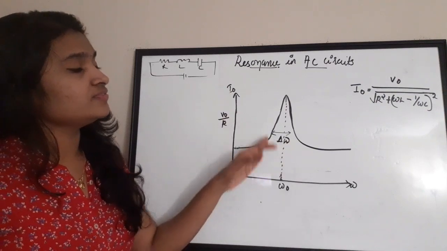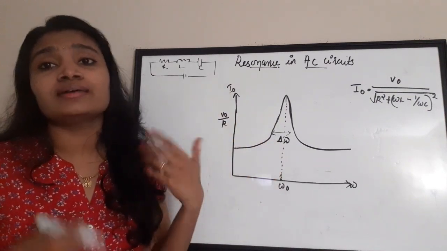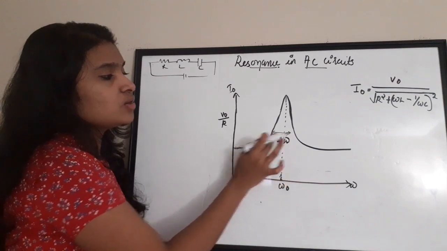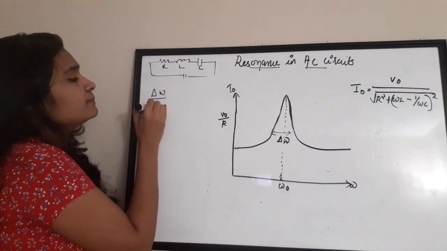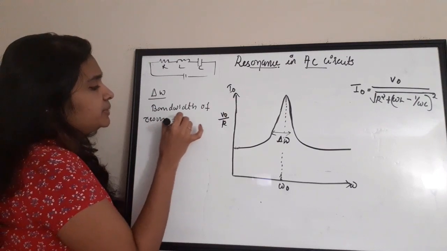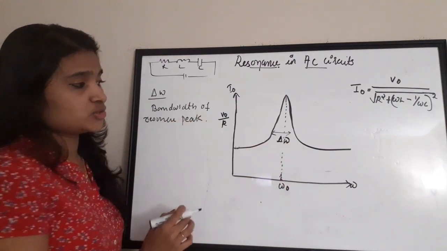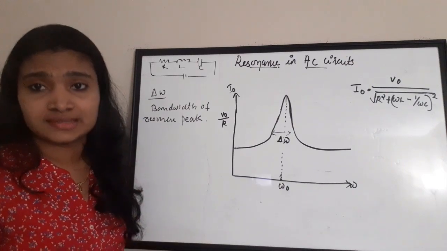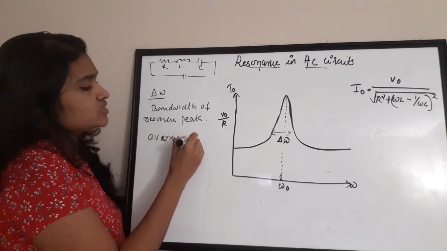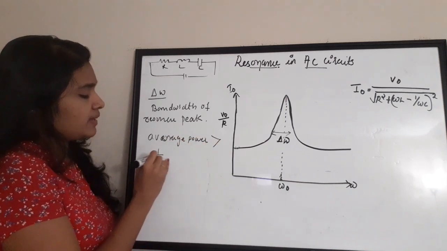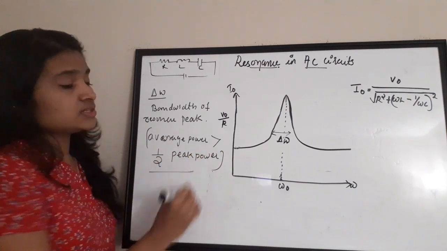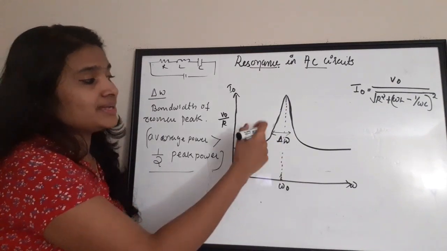Okay, so we are seeing a peak here. And this peak corresponds to the resonance peak. Okay, so this peak is called the resonance peak. Now, in the resonance peak, if you see, there is a delta omega. Okay, delta omega is the bandwidth of the resonance peak. Now, what is delta omega actually? Delta omega corresponds to those frequencies for which the average power is greater than 1 by 2, or half the value of the peak power. Okay, so this is the explanation for your delta omega.